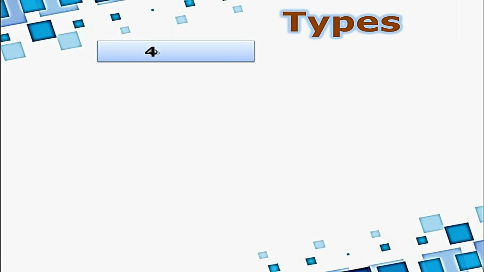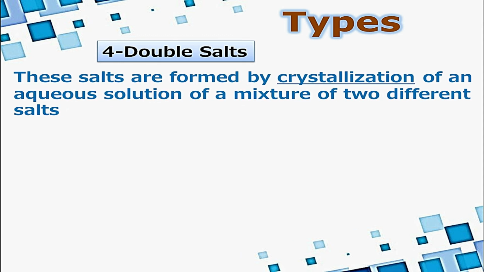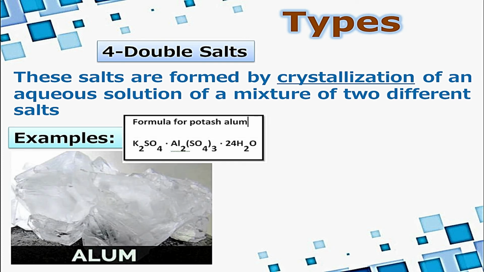Okay, another type of salt is double salt. These salts are formed by the crystallization of an aqueous solution of a mixture of two different salts. It means two different salt solutions are prepared and these two different salt solutions are crystallized together. So they take the shape of one salt and they can be recognized in this way. The most common example of double salt is alum. Through the formula, you can recognize any double salt. This is the formula of potash alum or simply alum, which is used for the purification of water normally at our homes.